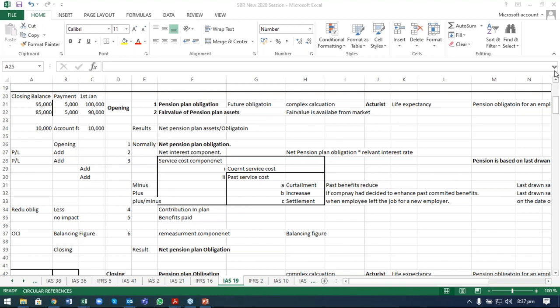You need to explain all these workings. How can you explain it? You need to explain the share of profit from associate, why this share of profit from associate was deducted from profit before tax.